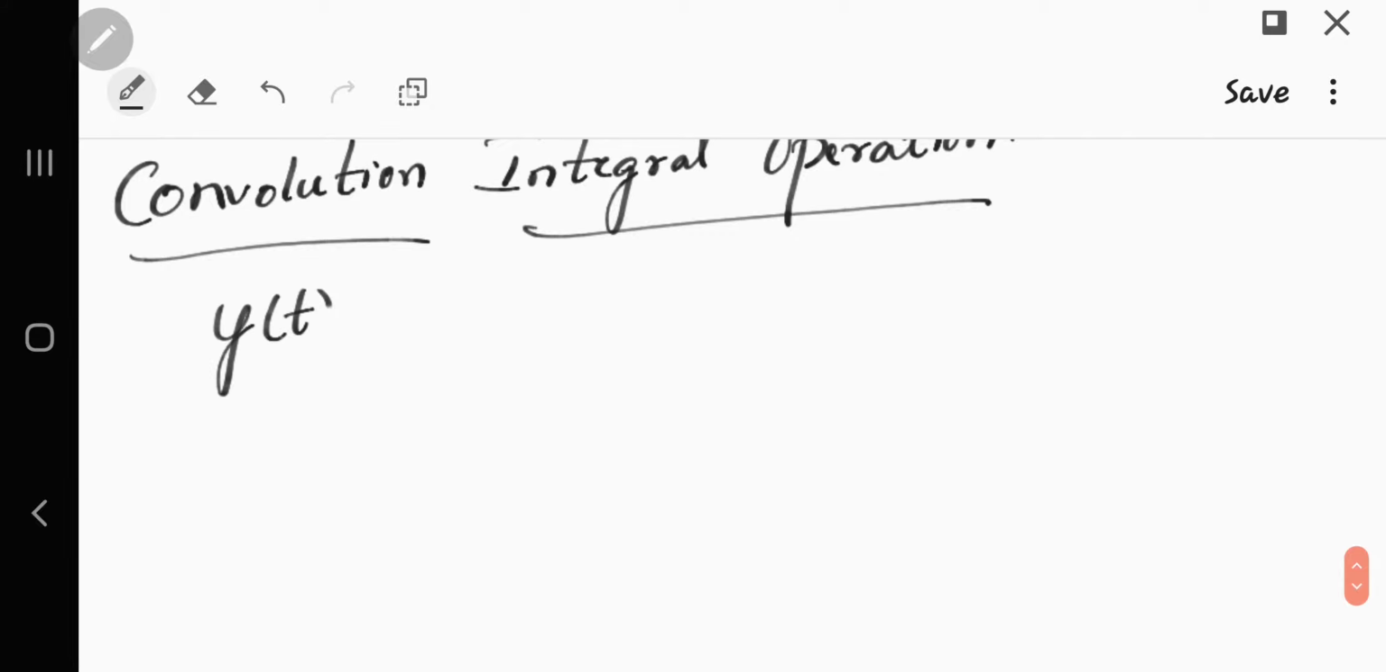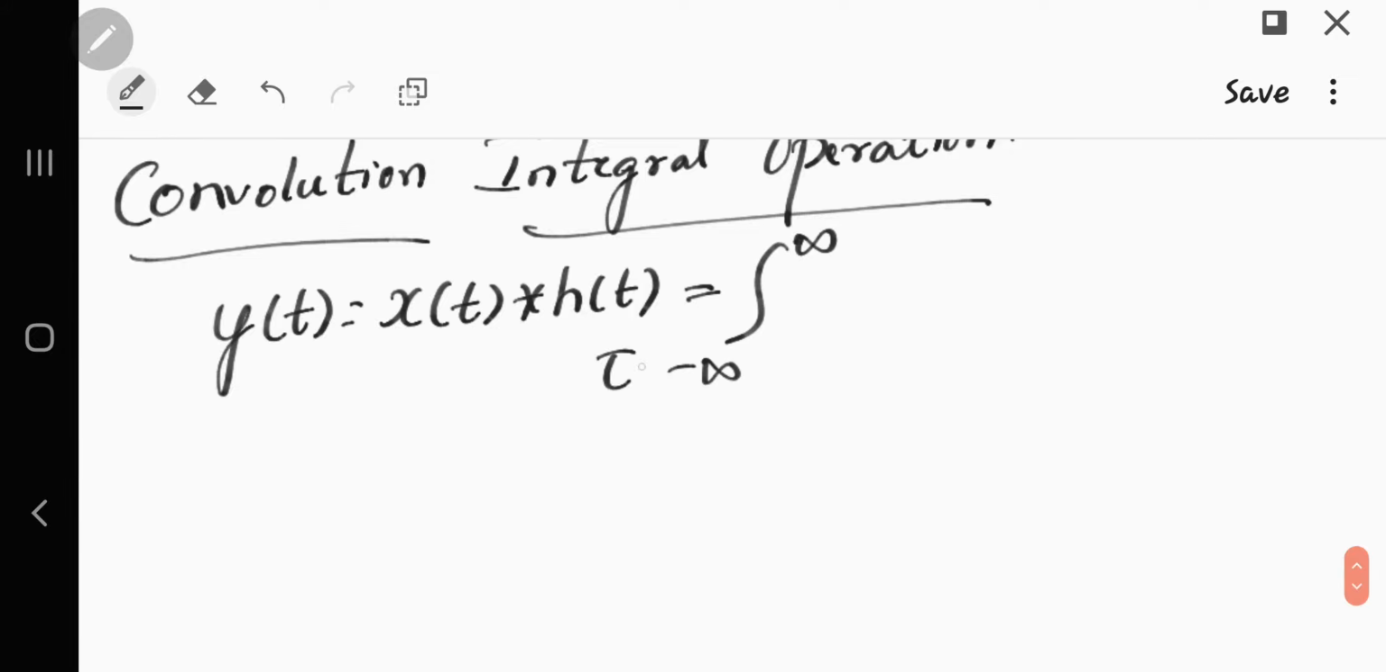So, it says y of t is equal to what? x of t convolved with h of t. So, that means the integral from minus infinity to plus infinity of x of tau h of t minus tau d tau. Now, you can go with x of t convolved with h of t or h of t convolved with x of t, applying the commutative property.